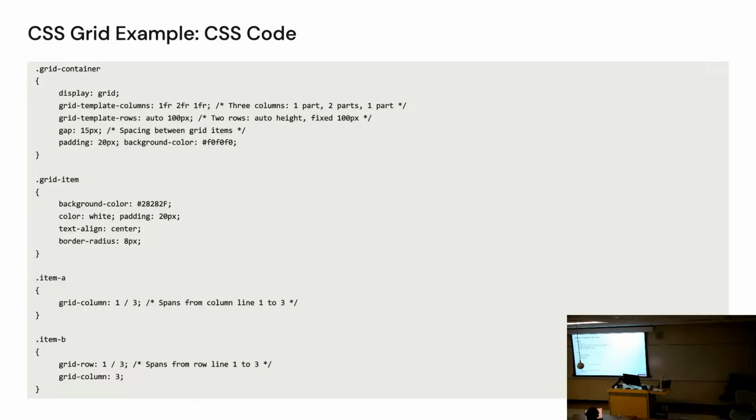Same with grid row. Let me define this. Pretend there's a row right here too. 1, 2, 3. We're saying whatever content has the class item B will stretch from the first line all the way to the third line. That's what that means. Not that we're going from one content box to the third content box, but from the first line to the third line of the grid.